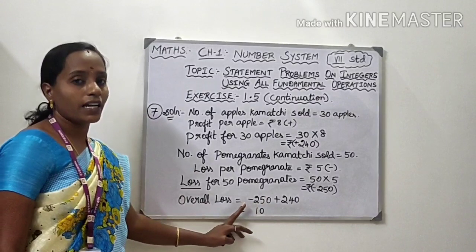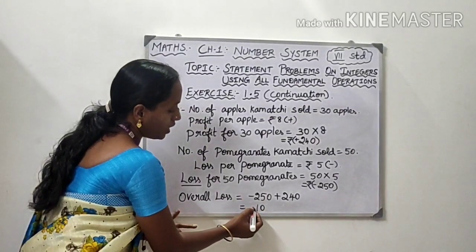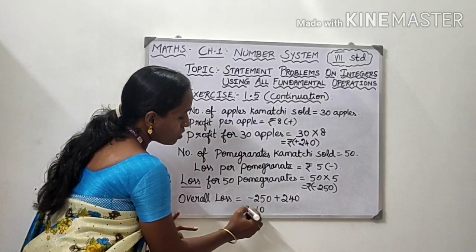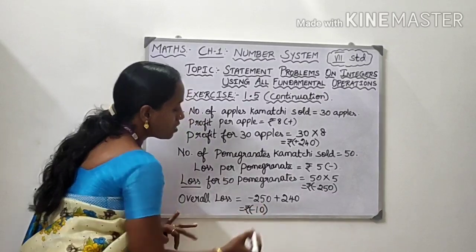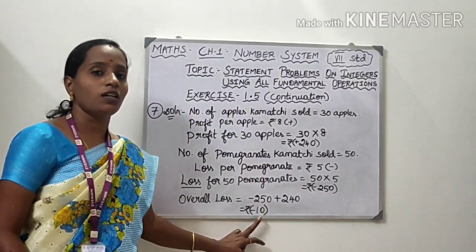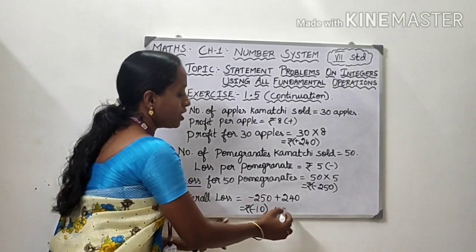So the bigger number carries the minus sign. So you can write the final answer as overall loss is rupees 10. Since it is a loss, we can denote it using the symbol minus. So this is your final answer.